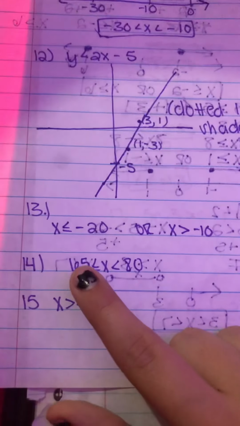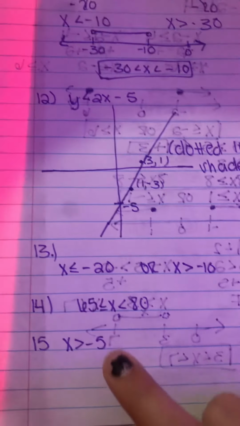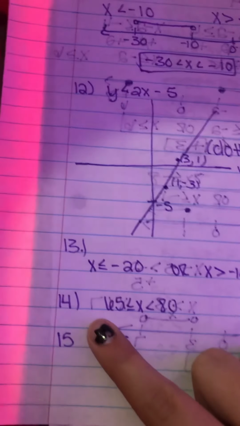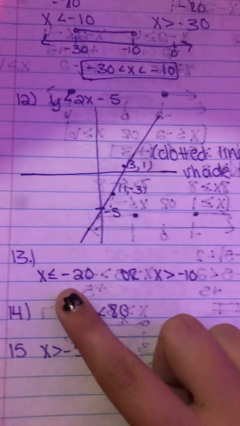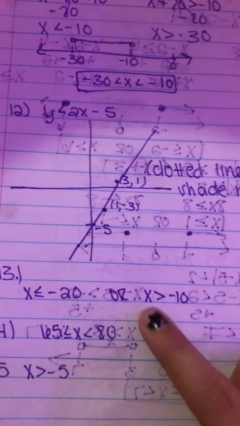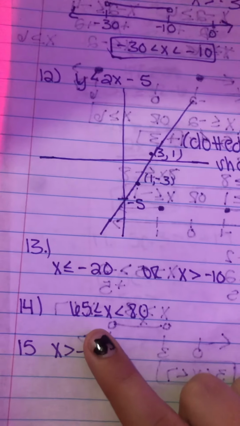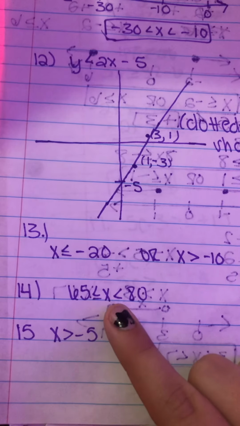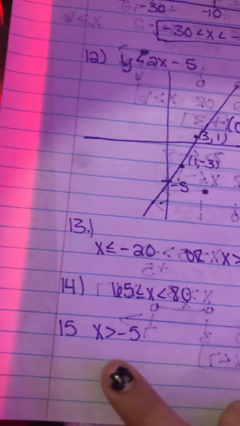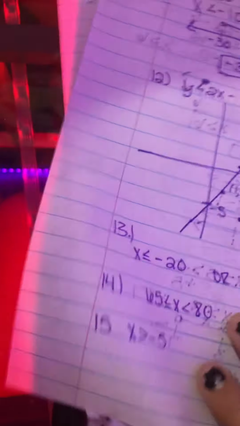And then for 13, it was just x is less than or equal to -20, or x is greater than -10. And then for 14, I got 65 less than or equal to x is less than 80. And then 15, I got x is greater than -5.